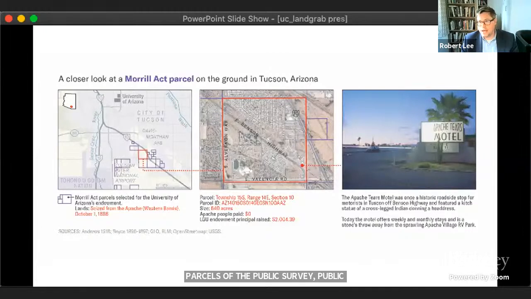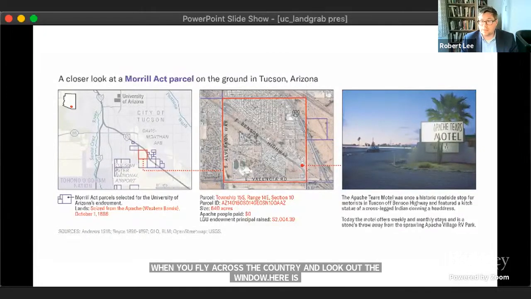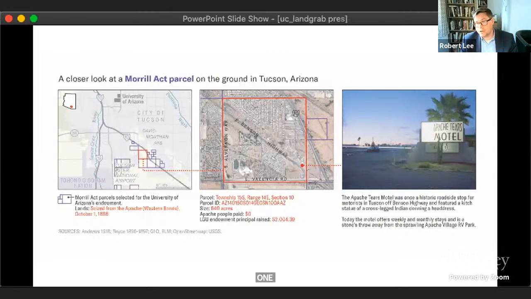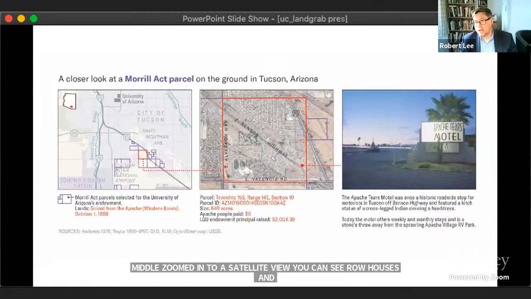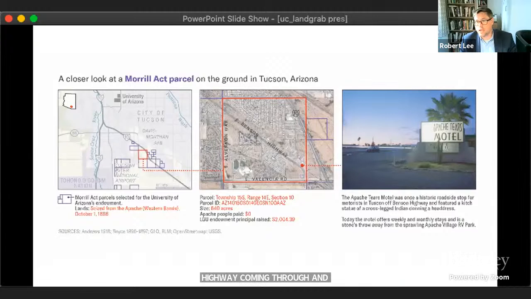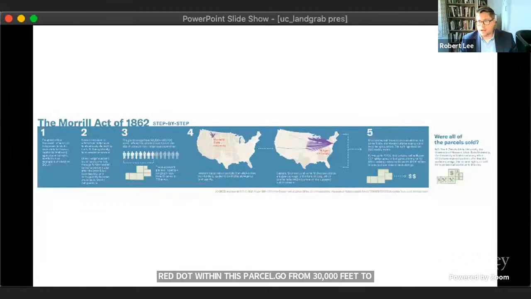And here is one that Margaret and Kaylin Goodluck, our photographer, working together, were able to create, this infographic. This is a square mile in Tucson. So on the left, zoomed out, in the middle, zoomed in to a satellite view where you can see the row houses and the highway cutting through, and then a photograph taken by Kaylin of the Apache Tears Motel, which is located at the red dot within this parcel. So you can go from 30,000 feet all the way down on the ground. Just to show you one more slide about how it works.